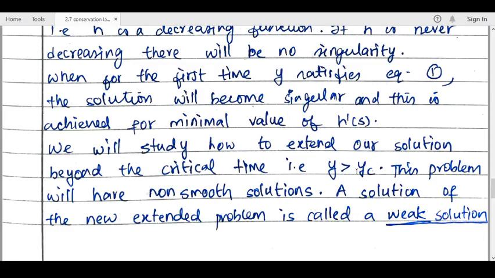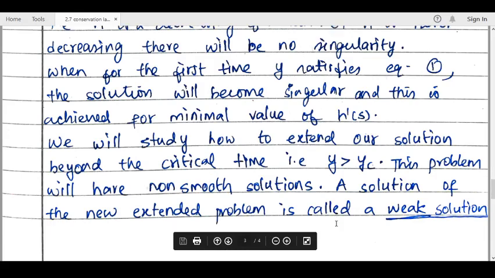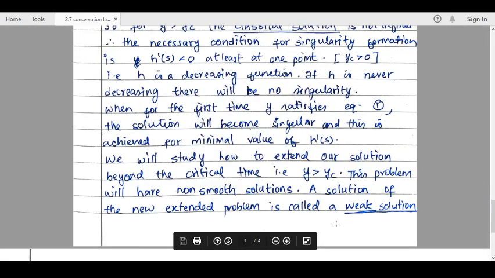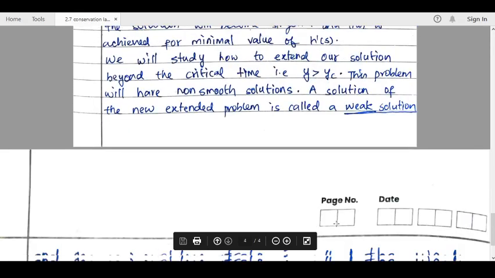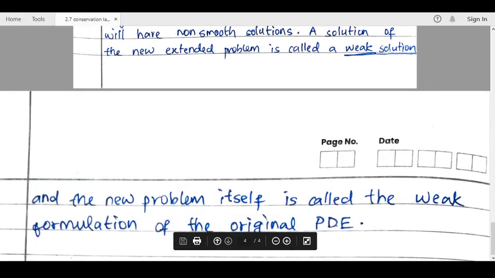At y equal to yc, there is a breakdown and the classical solution does not exist. So we will go for a weak formulation. Now in this case, the PDE will have non-smooth solutions which are not differentiable. A solution of the new extended problem is called a weak solution, and the problem is called the weak formulation of the PDE. So in the next section we will see how to do the weak formulation of the PDE.